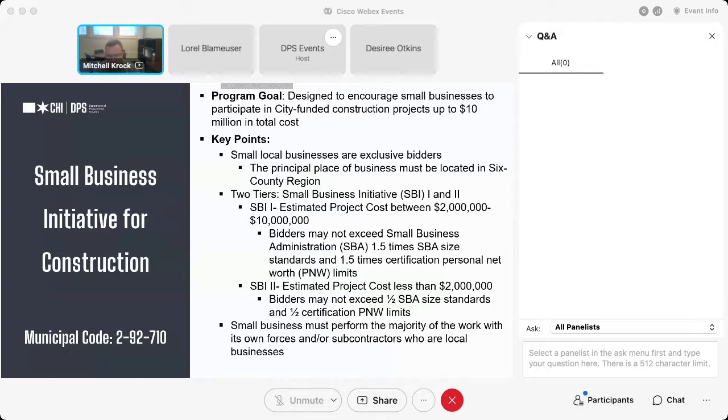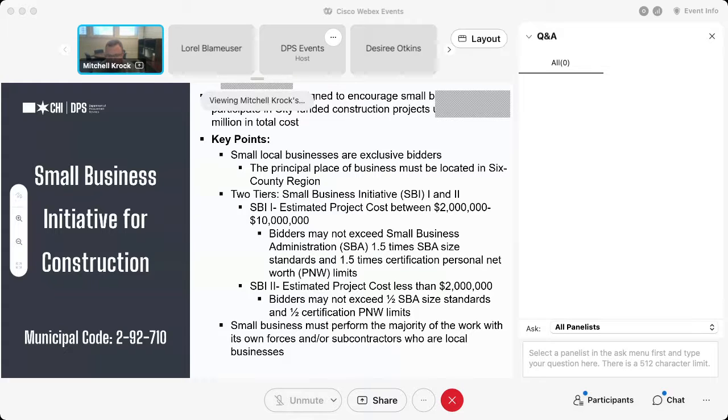Key points to remember. Small local businesses are the exclusive bidders. They have the exclusive opportunity to participate in these specifications and these projects. The local component means that the business's principal place of business must be located in the 6-county region. Folks that are familiar with how this program worked prior to 2022 may remember that there was a requirement that the majority of the business's full-time workforce had to be in the 6-county region. As of January 2022, that minor component is eliminated. However, the principal place of business itself must be in the 6-county region.